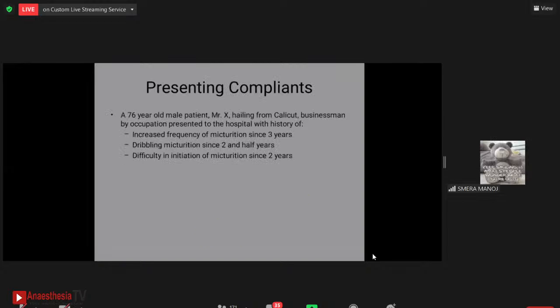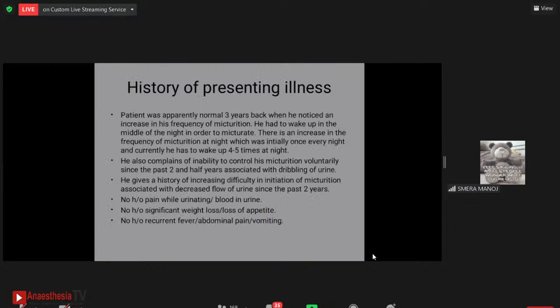Okay. So I'll be presenting the case of a 76-year-old male patient hailing from Calicut, who is a businessman by occupation, who presented to our hospital with complaints of increased frequency of micturition since 3 years, dribbling of micturition since 2.5 years, and difficulty in initiation of micturition since 2 years.